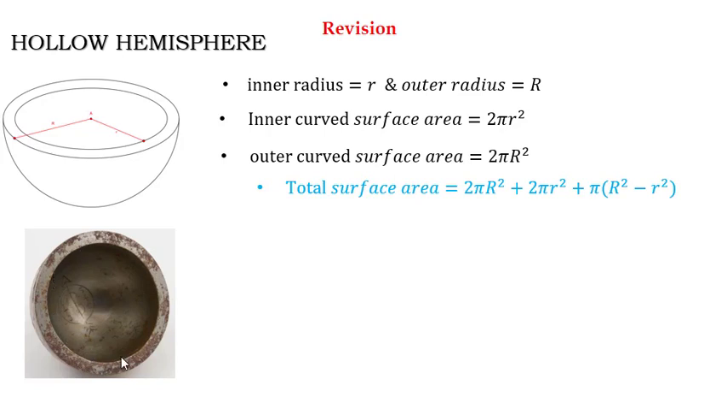surface, which is pi (capital R square minus small r square), and the volume is 2 by 3 pi capital R cube minus 2 by 3 pi small r cube. So again 2 by 3 pi we can take common, it is 2 by 3 pi, in bracket we have capital R cube minus small r cube.